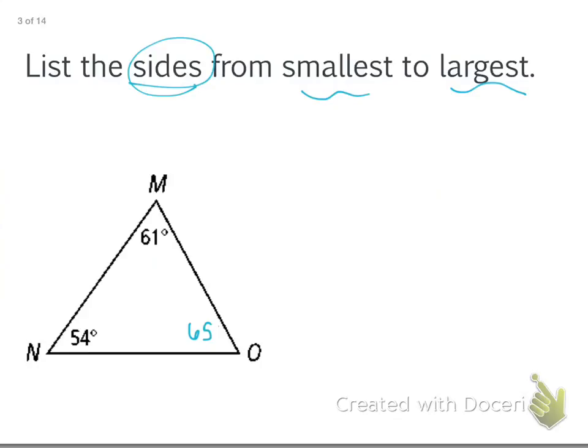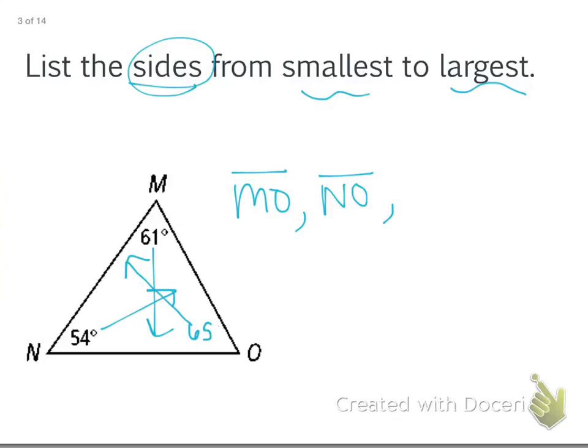So my smallest angle is 54, and it's across from MO or OM. Okay, my next biggest is 61, and it sits across from NO or ON. And then my largest is O, and it sits across from MN or NM. Doesn't matter the order on that.